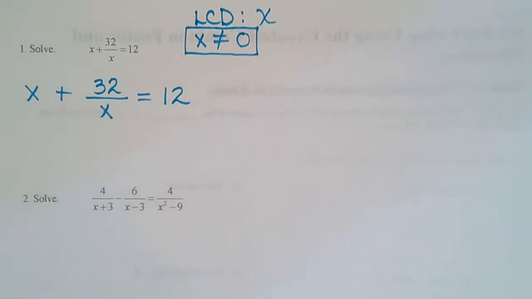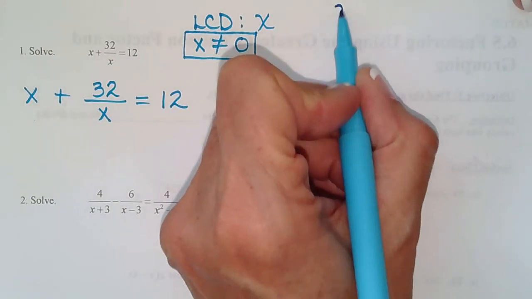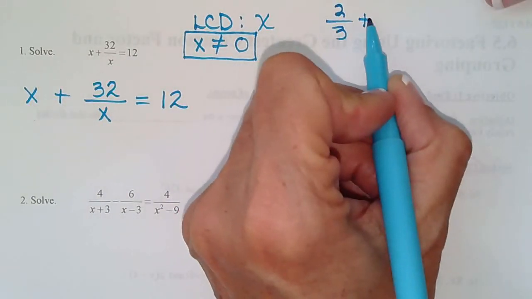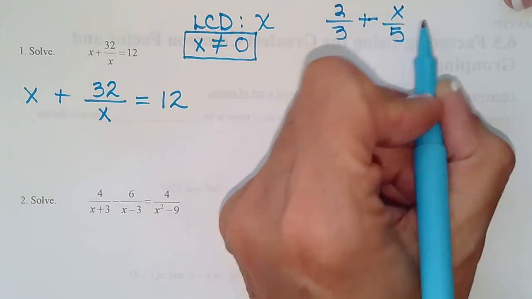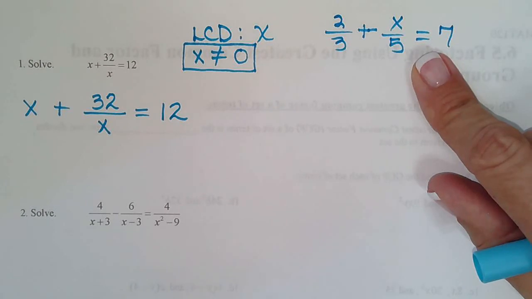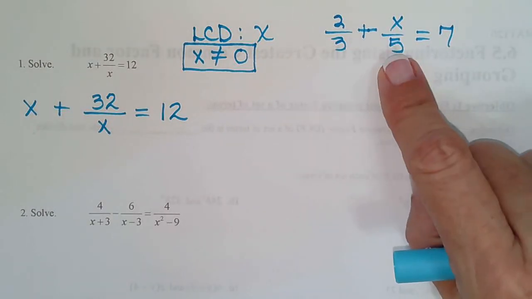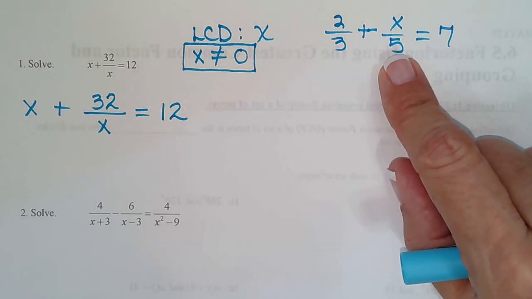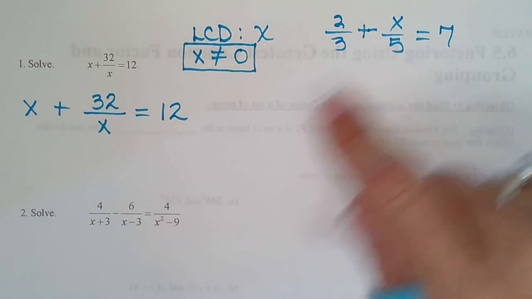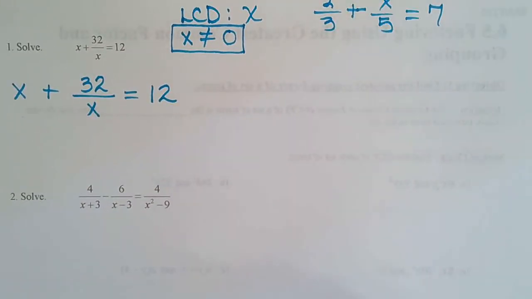I was going to look and see if there's any that don't have one, like if you had 2/3 plus x over 5 equals 7. That one would say solve, and it has an equal sign, but there's no x's in the denominator. So nothing can make these denominators 0, so I wouldn't have a restriction box. But this, putting 0 in for x would make the denominator 0, so that's why I have my restriction.